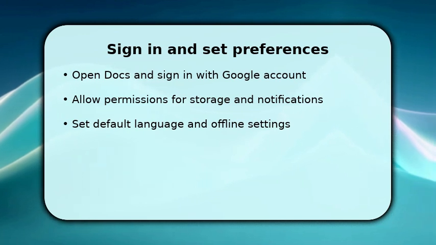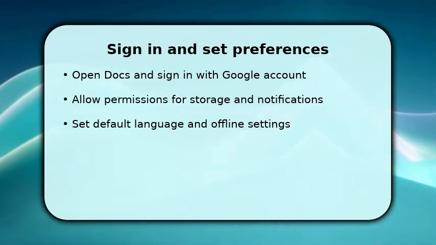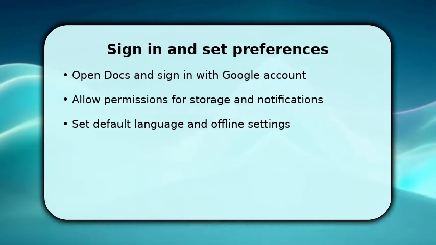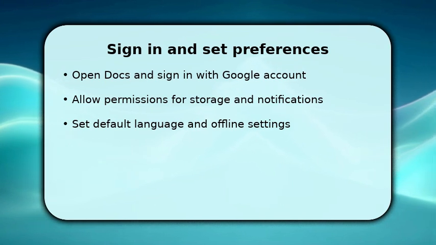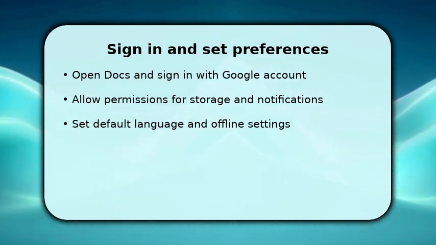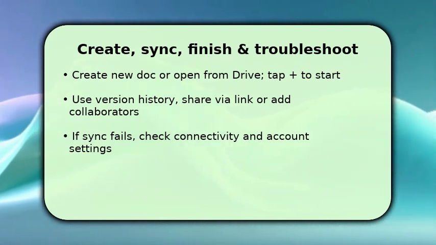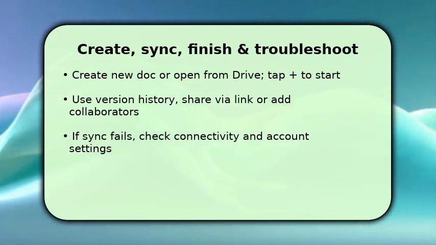Next, tap the menu to set language and turn on offline access for folders you use frequently. This ensures documents sync automatically and are available without internet. Make sure syncing is complete. Now create a new document with the plus button or open an existing file from Google Drive. You can rename and start typing immediately.